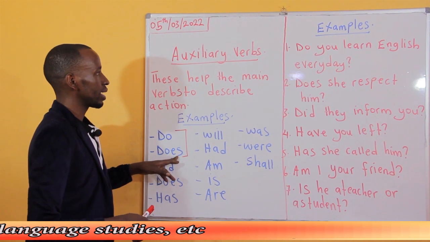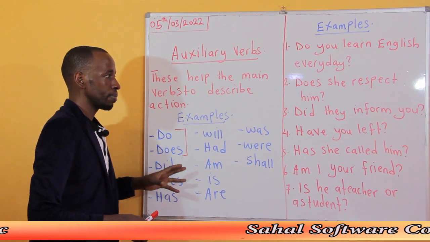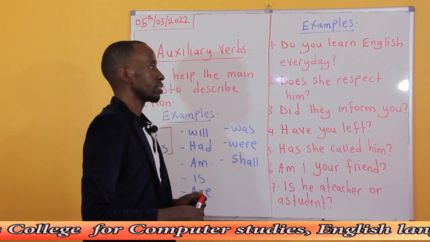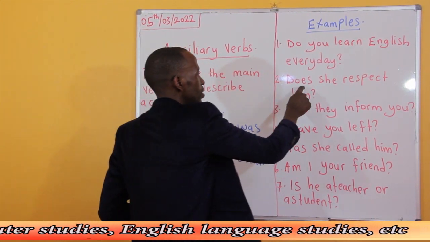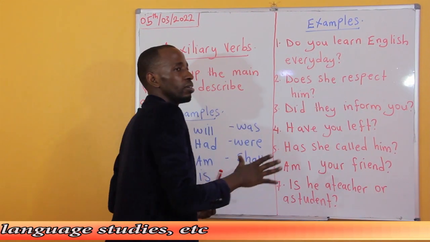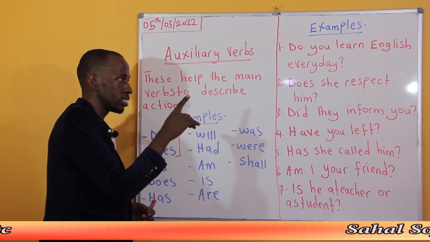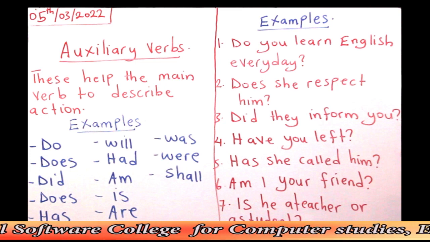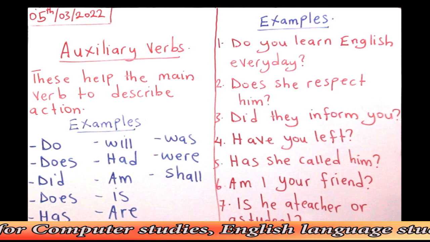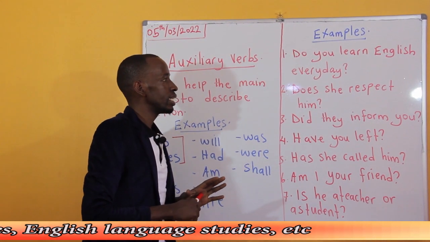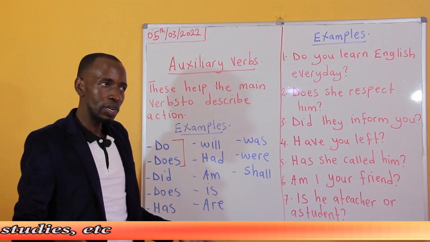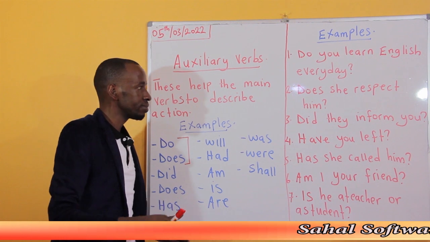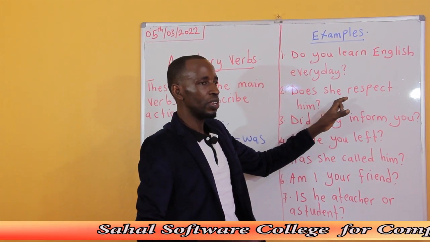For example, I can say, number 2, does she respect him? And when we use does, we don't put s here. We just leave the verb the way it is. That one is the infinitive verb. So you say, does she respect him? Does he come here every day? Does he teach English very well? Does it like milk? Does it like yogurt?